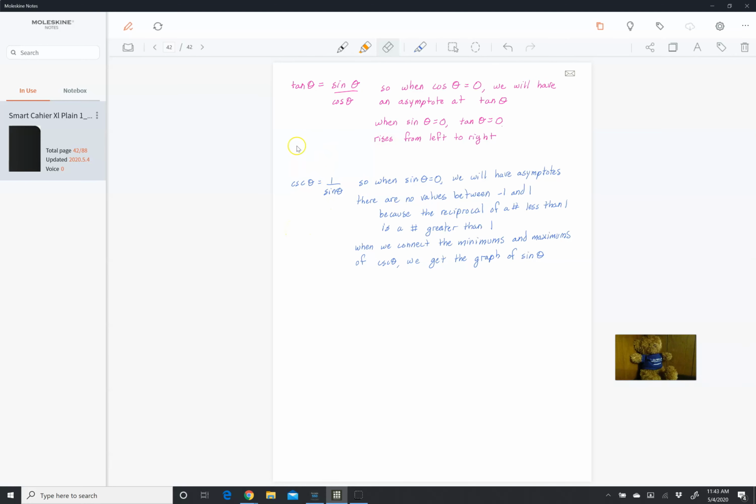So if you want to distinguish between these two graphs and you want to say, hey, I know that's cosecant, you're going to say it's cosecant because we have asymptotes when sine is 0, and we have minimums and maximums. These are two things that distinguish it. You can add in other aspects of the graph that make it different than others. There are no numbers between 1 and -1. Okay, when we connect the minimums and the maximums, we get the graph of sine. Let's look at the graph of secant.